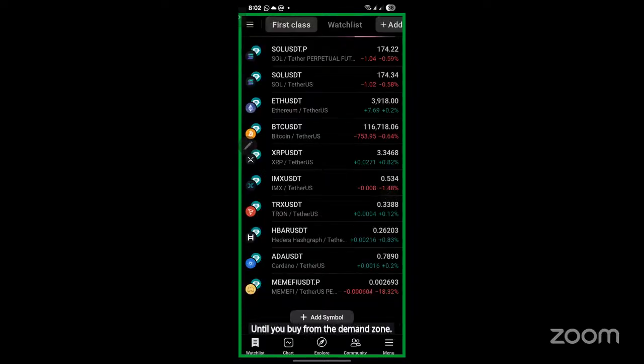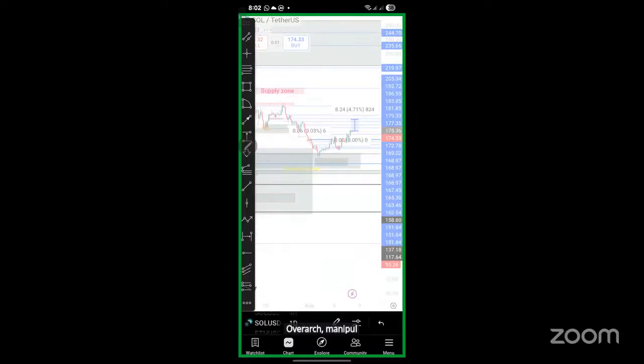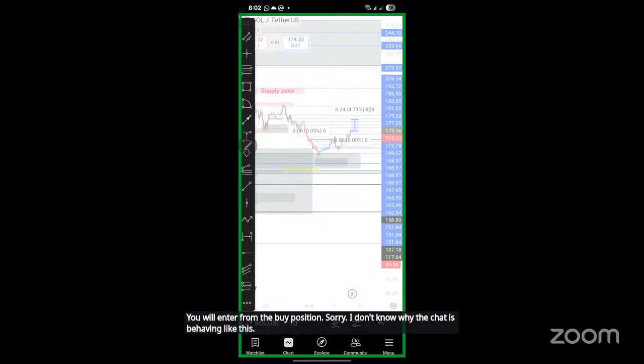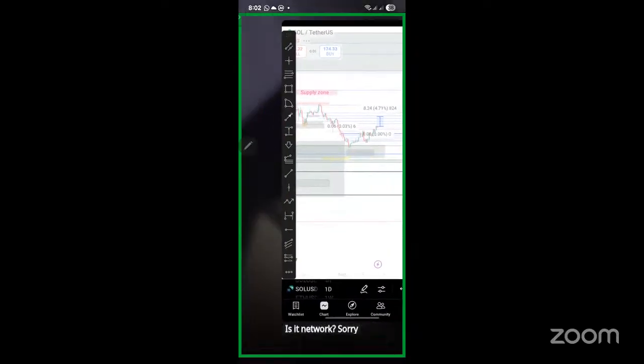Why is the chart like this? Sorry, I don't know why the chart is behaving like this. Is it network? Sorry. Are we on?